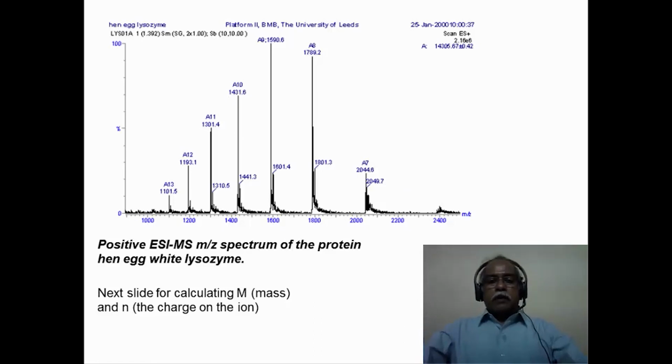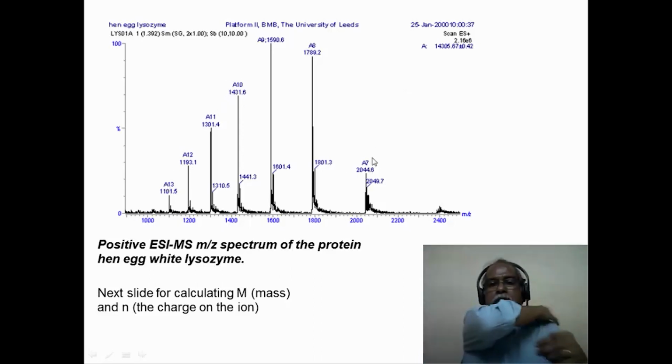Let us take the example of the positive ion electrospray ionization mass spectrum of a protein which is isolated from the egg of the hen. This is the white lysosome, the name of the enzyme. This has a molecular weight of approximately 14,305 or so. And what you are seeing essentially is a charge of 10, charge of 11, 12, 13 and so on, starting from a charge of 7 in this particular case. In the next slide we will see how the molecular weights are being calculated in this particular example.